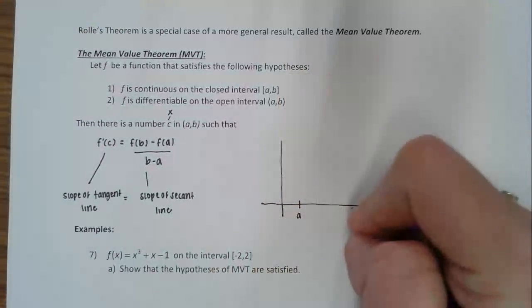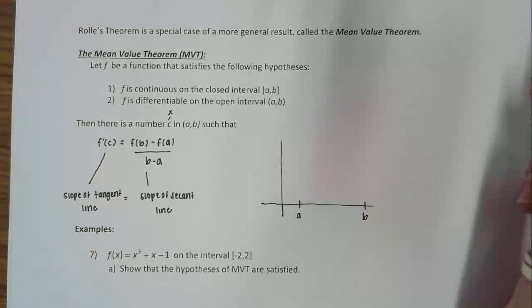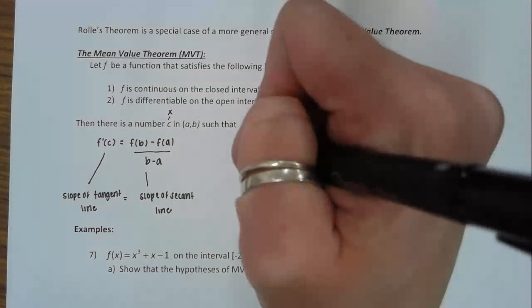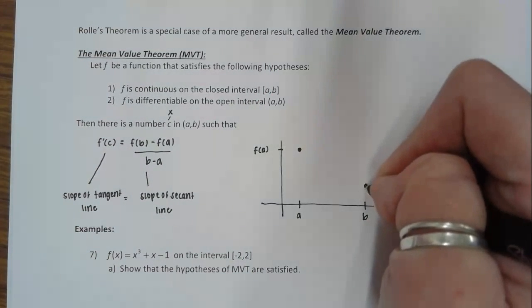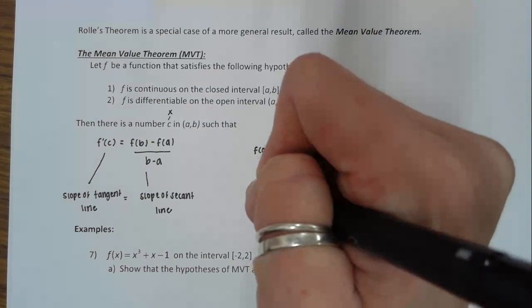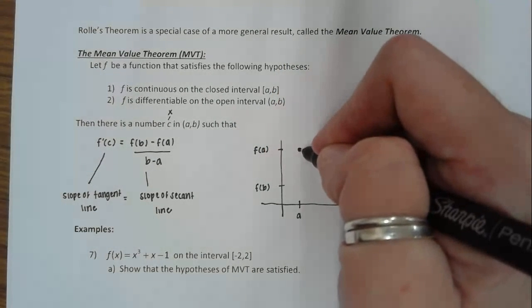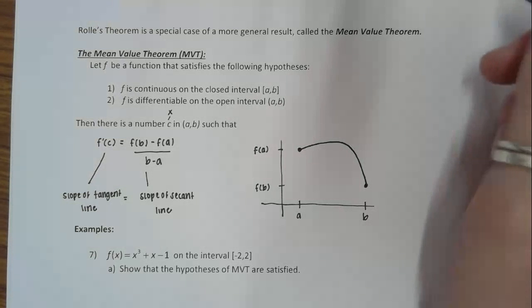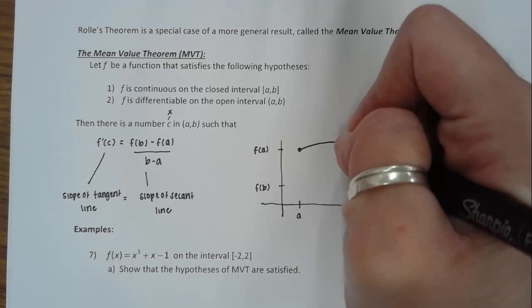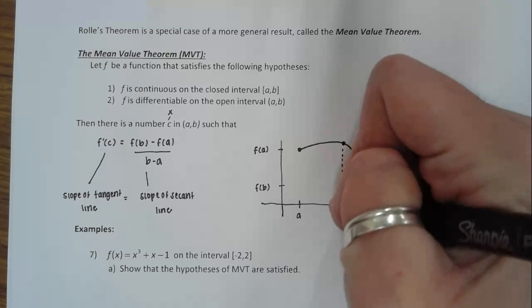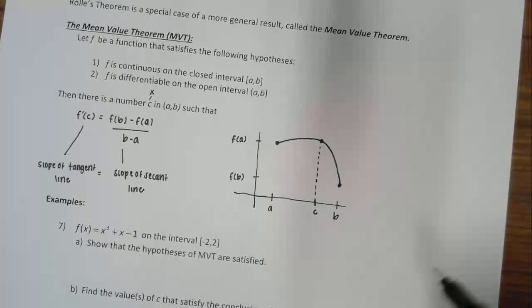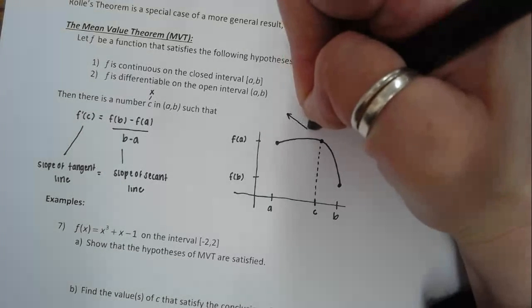So let's say we have some x values a and b on our x-axis, and I'm going to put a point up here, and I'll call this y value f of a. I'll put a point down here, and I'll call this y value f of b. And maybe my function in between looks something like that. And let's call this point up here C. So basically what the MVT says is that at this value C, we can draw a tangent line.